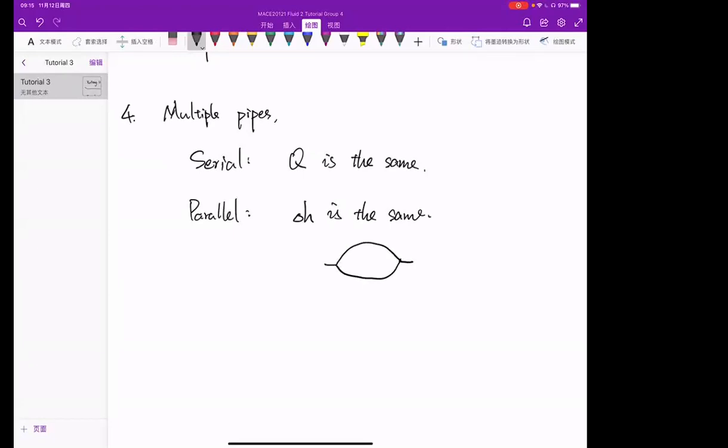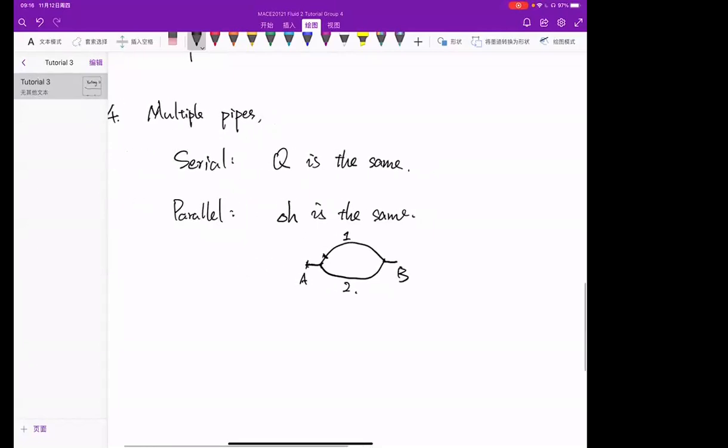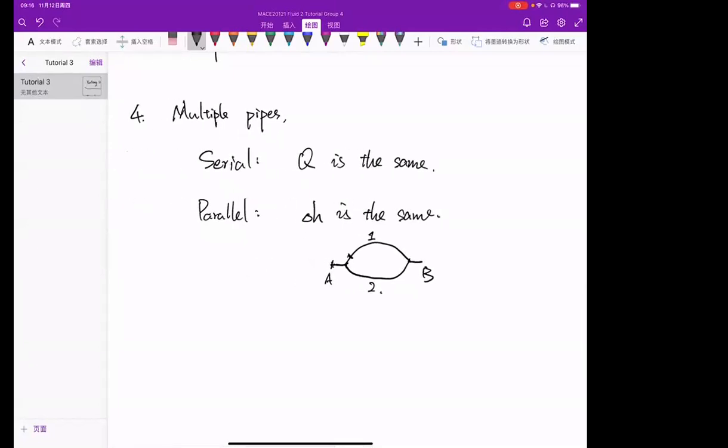For example, we have two pipes here from A to B. So it's obvious that, from pipe one and pipe two, the head loss of pipe one and pipe two should be the same. Otherwise, for example, if pipe one's head loss is larger, then the flow in pipe two will go into pipe one, which is not the case. So the head loss of pipe one and pipe two should be exactly the same. And this is a core principle you should remember when you deal with parallel problems.